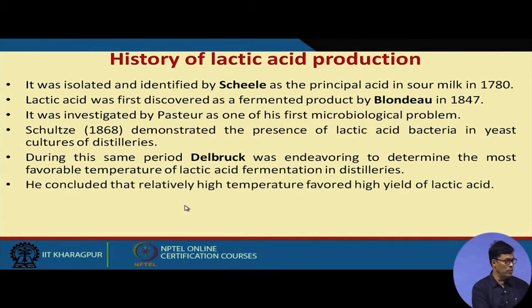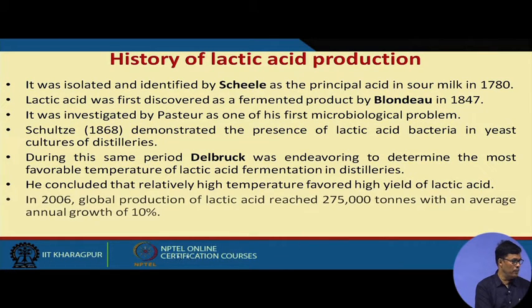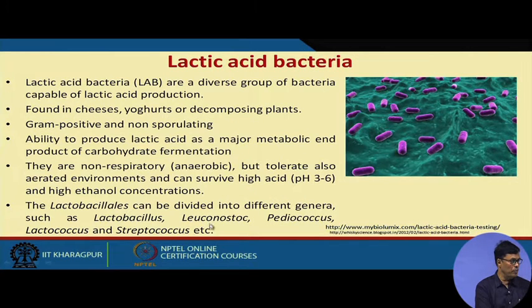Then he concluded that a relatively high temperature, about 44, 45 degrees centigrade, gives a high yield of lactic acid. Then in 2006, global production of lactic acid reached about 275,000 tons with an average annual growth of 10%. So this indicates the importance of lactic acid in the industrial sector.